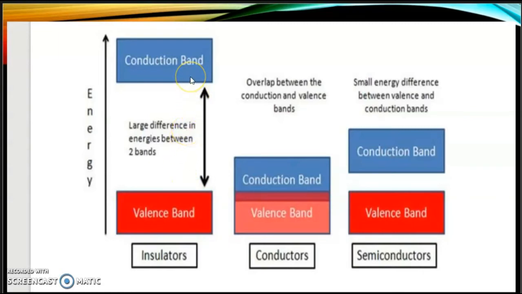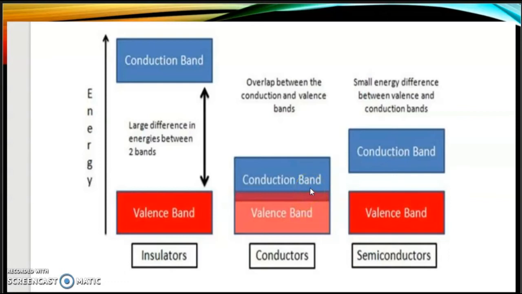Let's look at the diagram for the conductors. In conductors, we can see the conduction band and the valence band are overlapping. So this zone here can be called an overlapping zone. So from this diagram, we can see there is relatively no space or no gap for electrons to overcome.